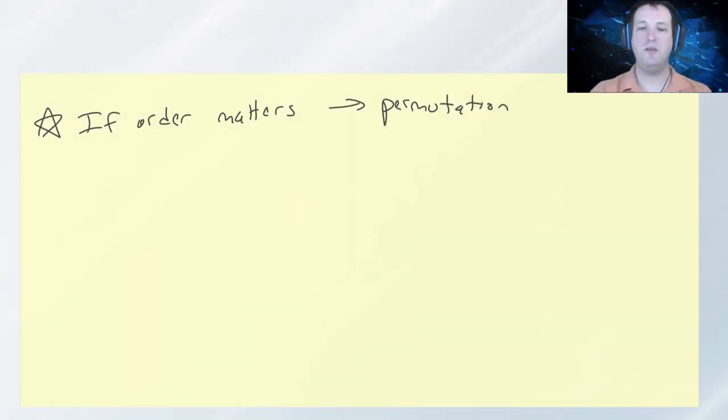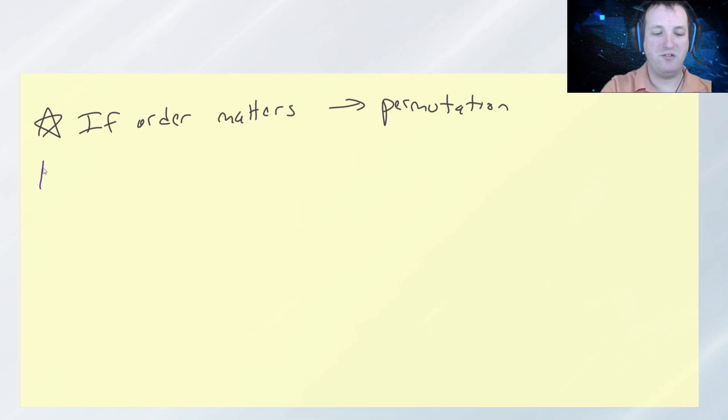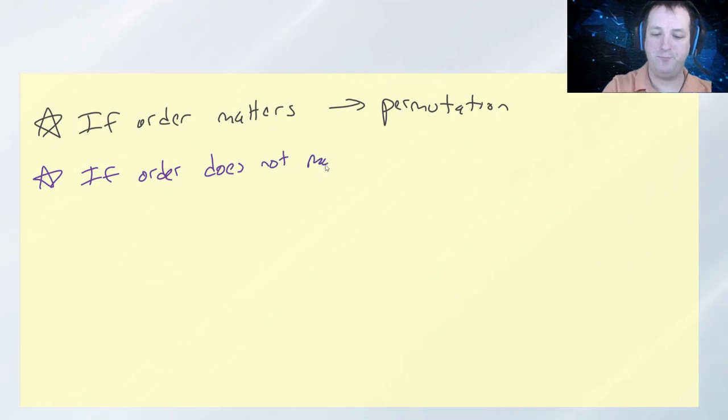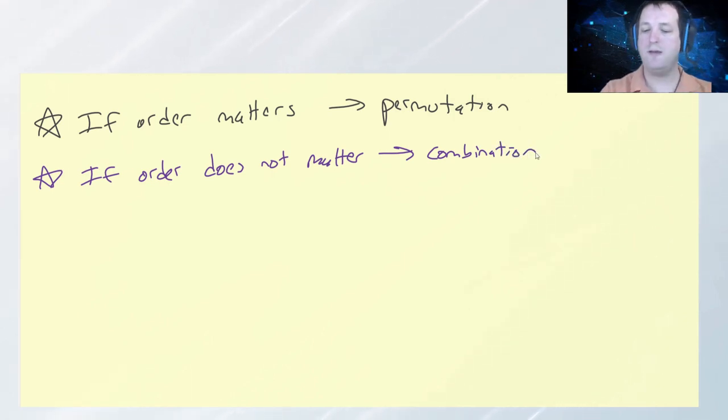All right, so now let us consider the case where order doesn't matter. We already said that if order matters, then this would be a permutation. If order does not matter, then we're going to call this a combination. Now, of course, if order does not matter, this implies a combination.